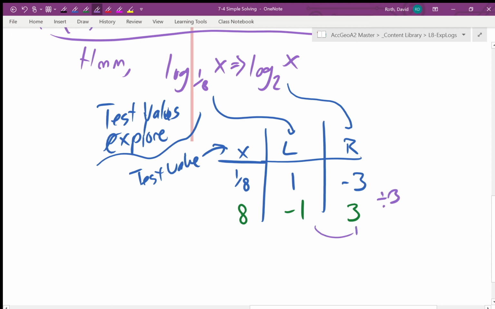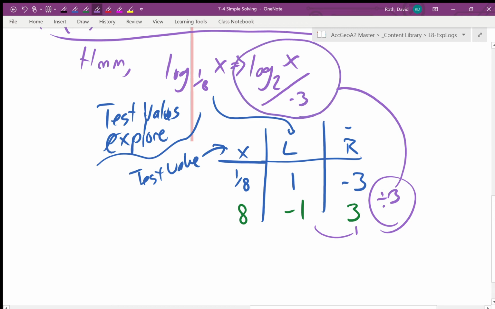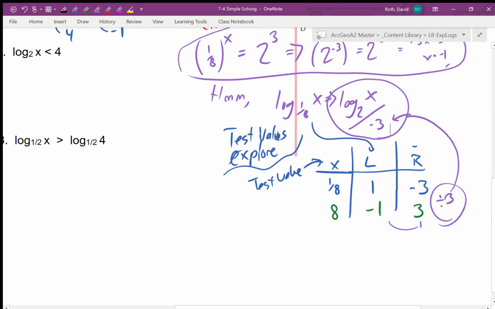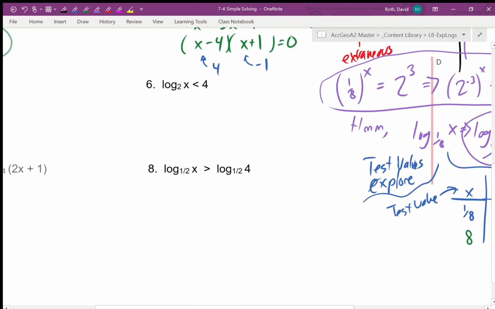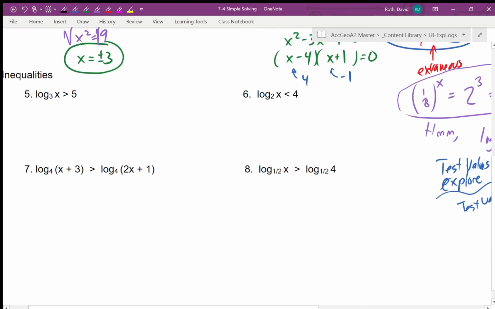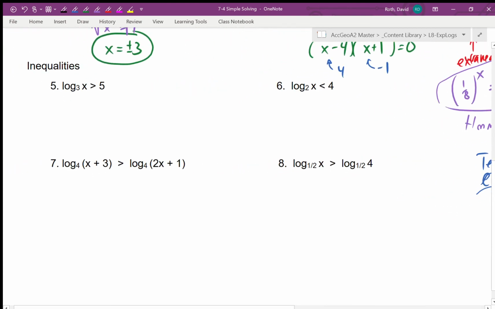So it looks like what we could do is rewrite log base 1/8 of x as log base 2 of x divided by 3. And we could do that, and that did work out. I wonder why. That's weird. You can explore those properties on your own. We'll do some more over the next couple of days. We don't need that for today, but it's a good exploration.